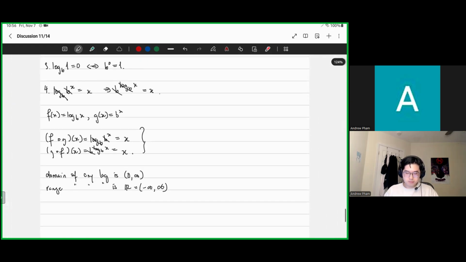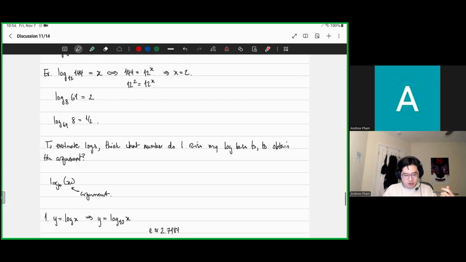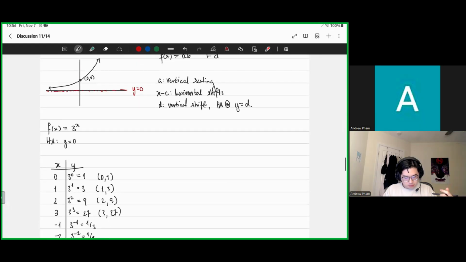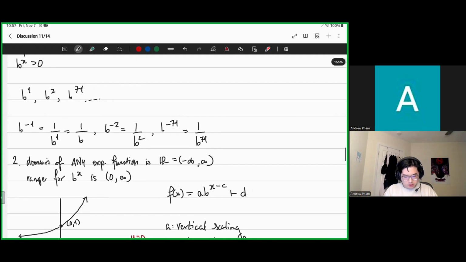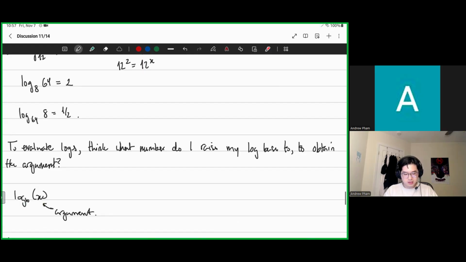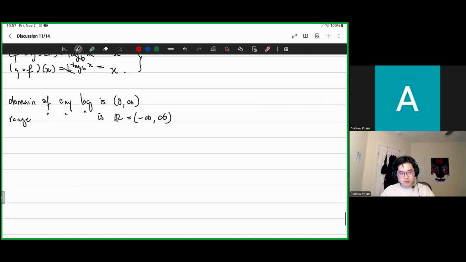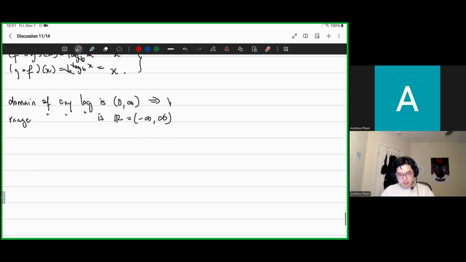Well, inverses, you're swapping the x and y, right? Remember the algorithm to find an inverse. You're swapping x and y. So now x is playing the role of y and vice versa. So if you compare up here, the domain of any exponential function is the real line. The range is 0 to infinity. And down here, it's the reverse. The domain is 0 to infinity, and the range is the real line for logarithms. Okay. So since the domain is restricted, this gives you a sense of a VA.